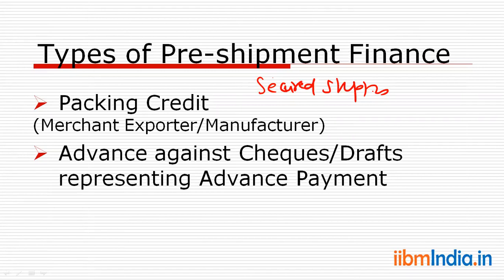Secured shipping loan can be obtained once the goods are handed over to the transport operator or clearing and forwarding agent for shipment. It is released against the lorry receipts or railway receipt. It is extended for a very short duration, considering the time taken for the dispatch of the goods to the port and completion of the shipping and customs formalities. Okay, clear?